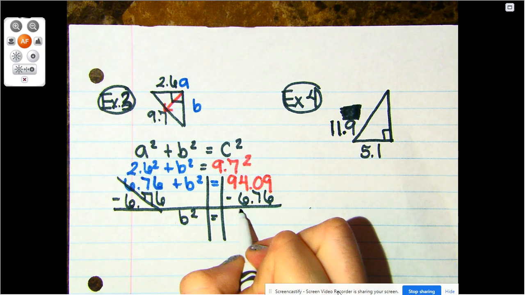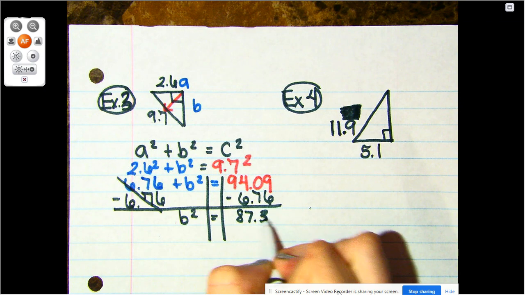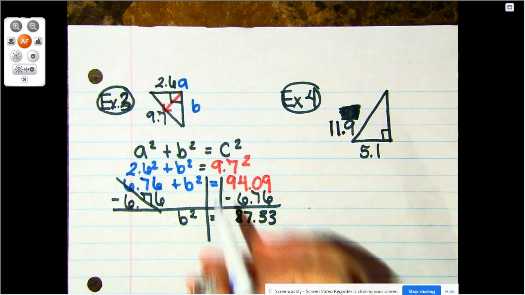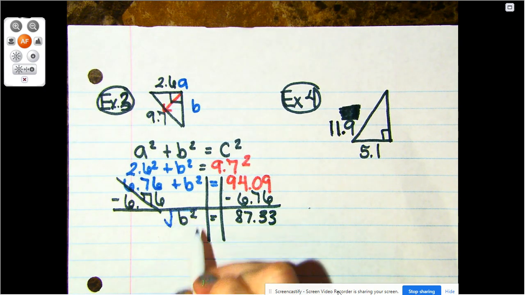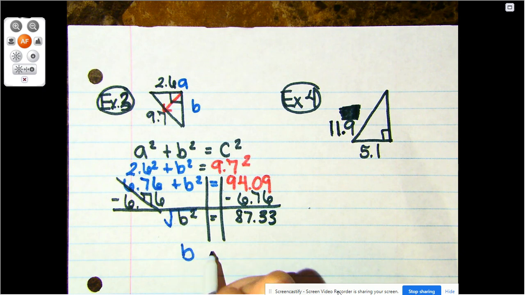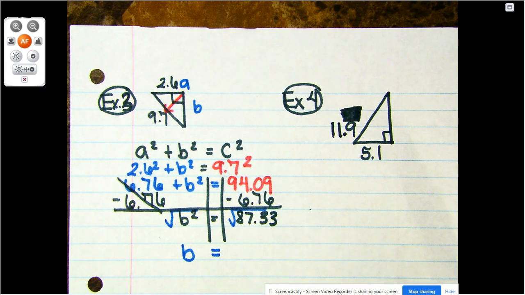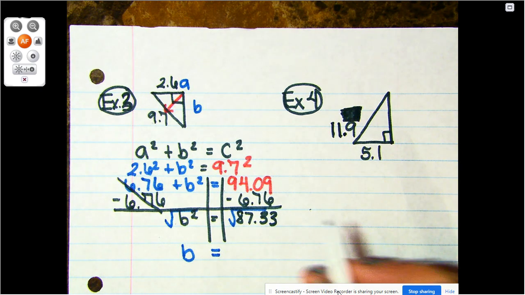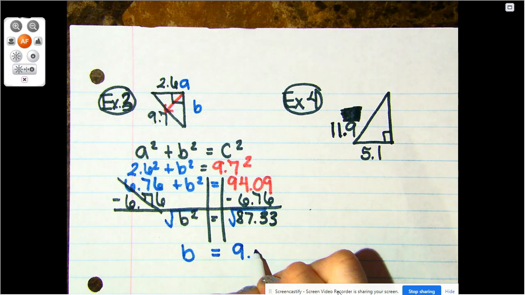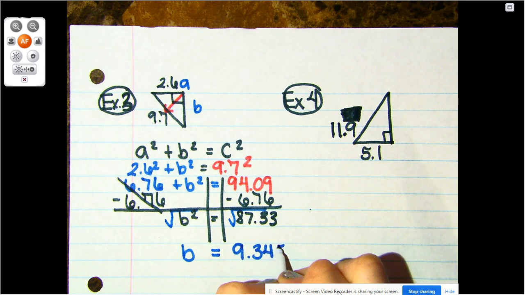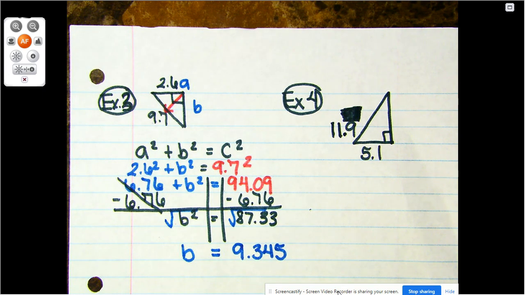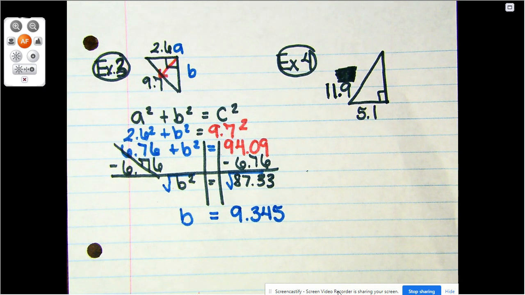And I get 87.33. I am not done yet because this is b squared and not just b by itself. So you have to take the square root of that to get just b. The square root of 87.33 is 9.345. We also have to round in this case as well to the nearest tenth place.